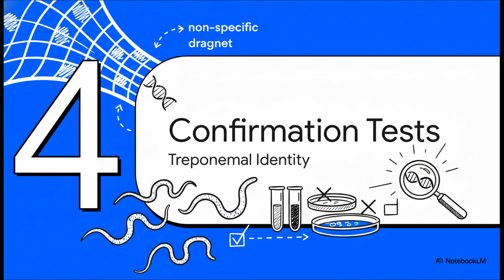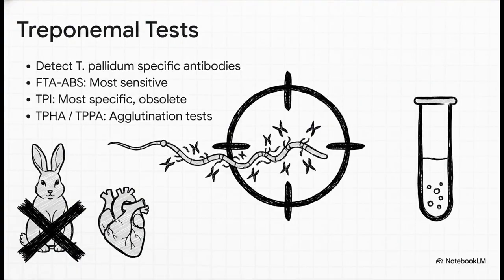That brings us to Section 4, treponemal confirmation tests, the identity check. If the screening tests are our dragnet, think of these specific tests as our sniper approach. Instead of looking for beef heart lipid reactions, these tests use actual Treponema pallidum antigens to see if the patient has antibodies directly aimed at the bacteria. The FTA-ABS test is the most sensitive and usually the very first test to turn positive after an infection.